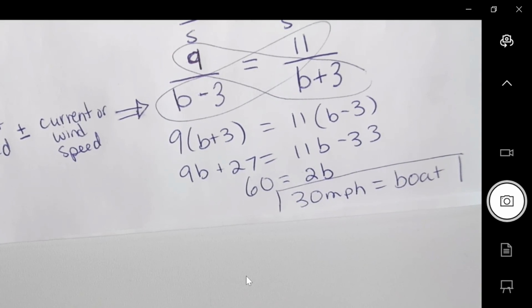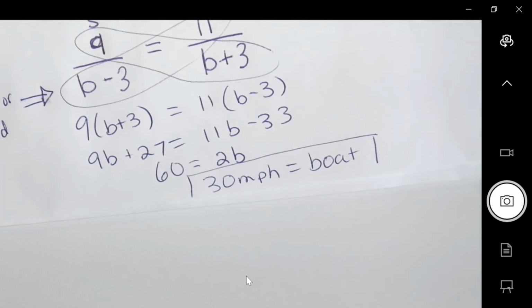I had some people on the test that wrote it backwards, which caused them to get a negative speed on their boat. Does that answer make sense? No. I also had some people, because they mixed up some order, get the speed of the water to be 140 miles per hour. Does that answer make sense? No, unless we're in a tsunami or something. Okay. So there's the strategy, but make sure your answers make sense.